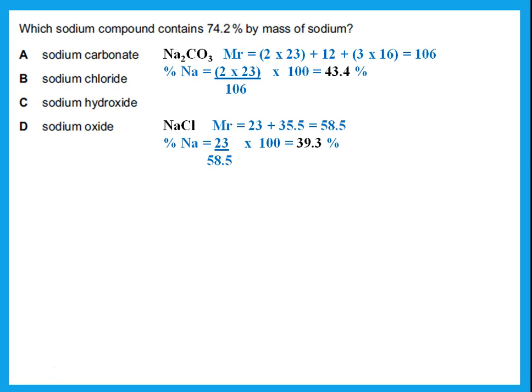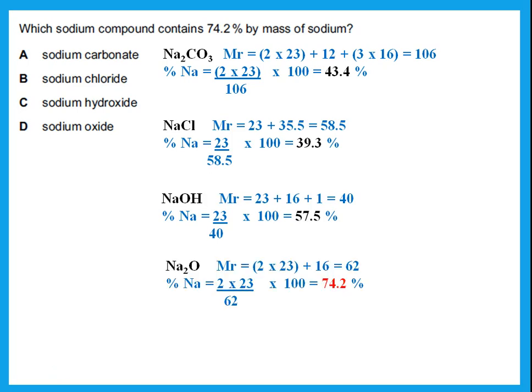So the percent of sodium is the part of the sodium, and here we have only 1 sodium, so 23 over the total times 100. Sodium hydroxide, I get the molecular mass, and I have only 1 sodium over the total times 100.